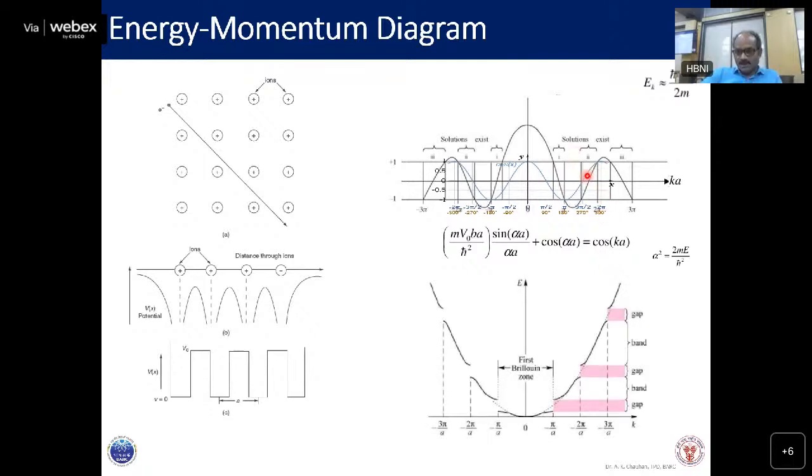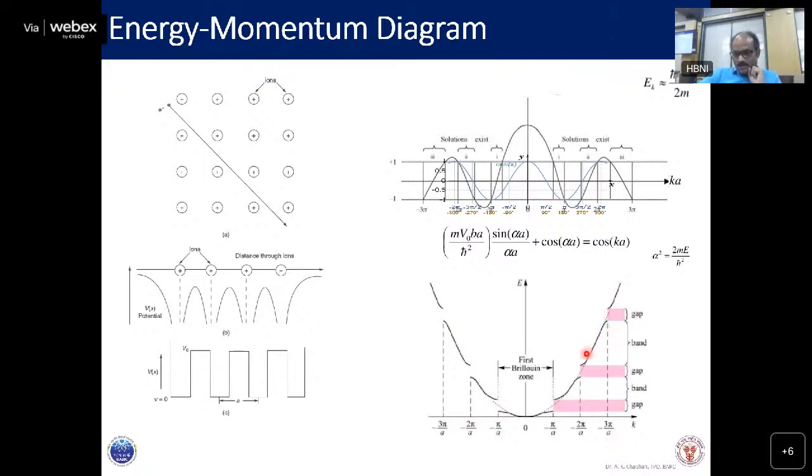So if you try to see the earlier figure, which was actually a parabola, now you will not have a perfect parabola, and in place of that you will have certain breaks. Here you have a break, here a break, here a break, here a break. Why are these breaks there? Because this equation is not solvable at certain values, and this has come because of the periodicity of the lattice.